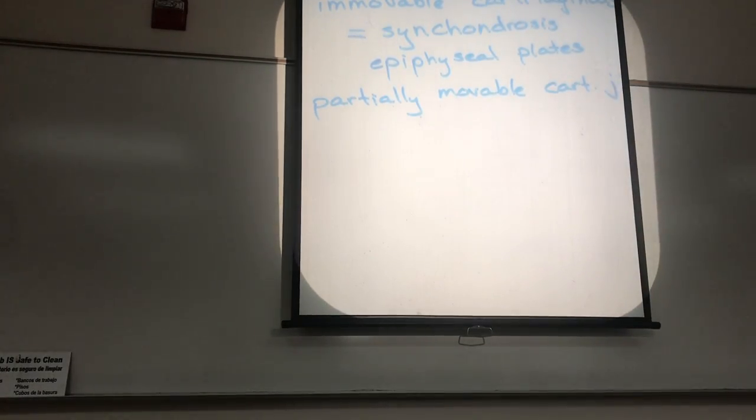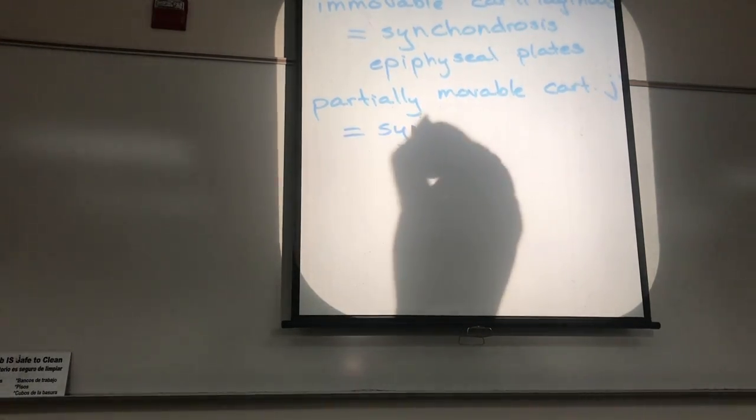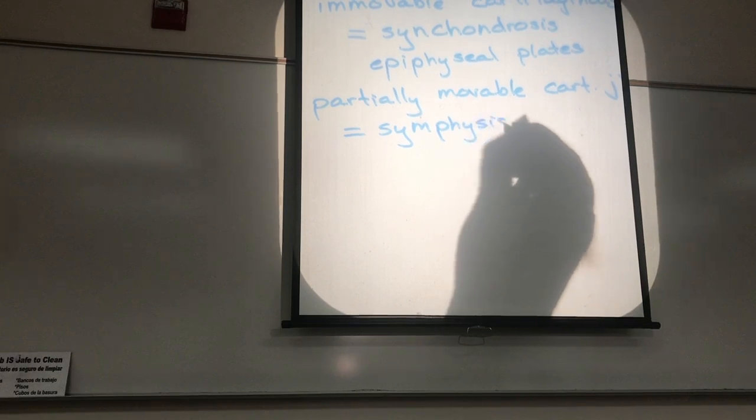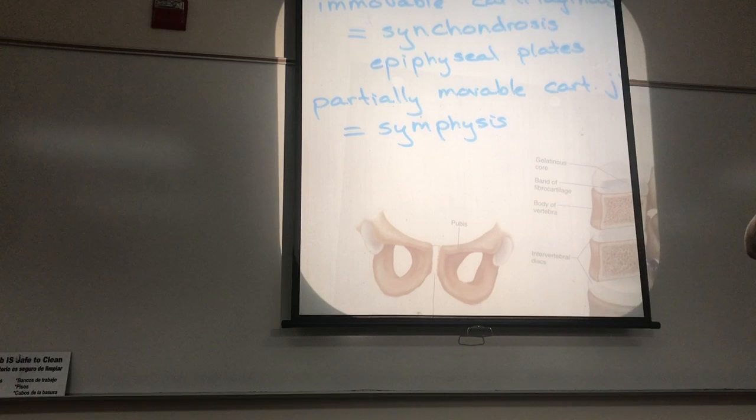Then we have the partially movable cartilaginous joints. These are called a symphysis. And we've also encountered one of these already. Where did we find a symphysis? Which part of the pelvis? The pubic symphysis, right.